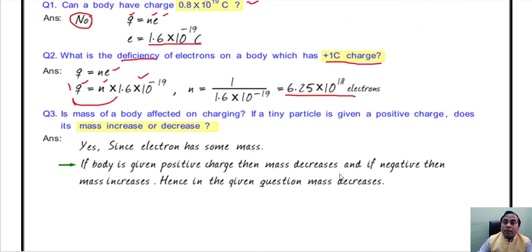Fine. Next one, is the mass of a body affected on charging? So yes, it is affected. How? If a body gets positive charge, it means that it has lost some electrons. So corresponding to the mass of the electrons, there will be a mass decrease also. If a body has obtained negative charge, that means it has received some electrons. So corresponding to the mass of the electrons, its mass will also increase. If a tiny particle is given positive charge, does its mass decrease or increase? The answer is, because it has positive charge, its mass will decrease.